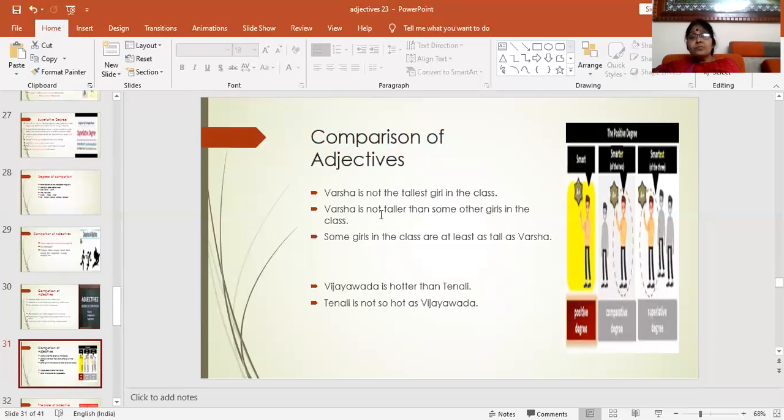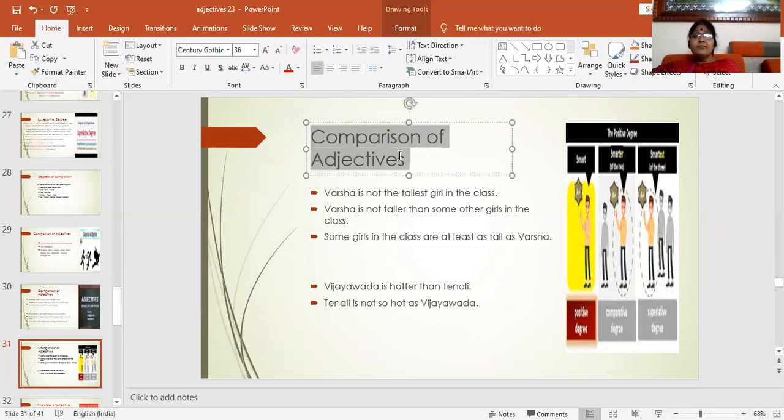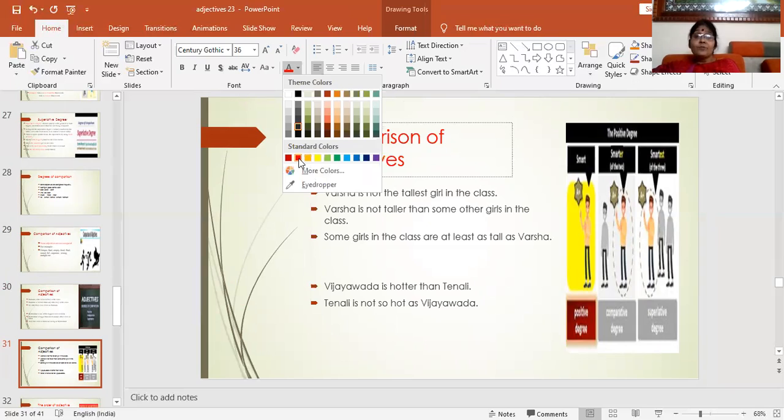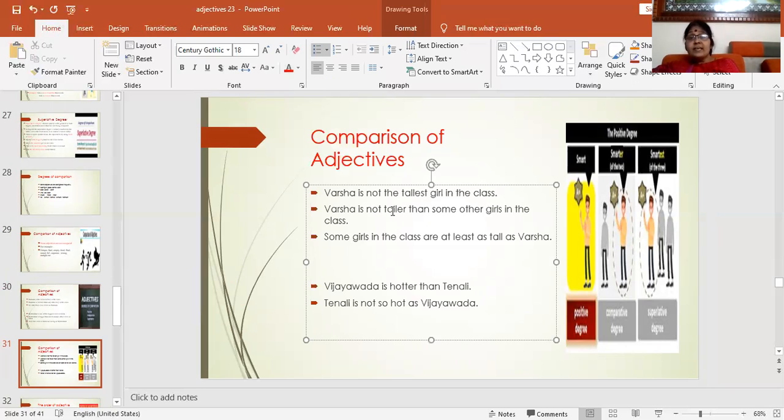Supposing you want to use this in a negative form. You want to use this degree in a negative form, right? How to change it in a negative form? For example, I'll start with, say, Varsha is not the tallest girl in the class. If I have to change it into comparative, I will say Varsha is not taller than some other girls in the class. Some girls in the class are at least as tall as Varsha, right? So this way I can use it in the negative sense also.